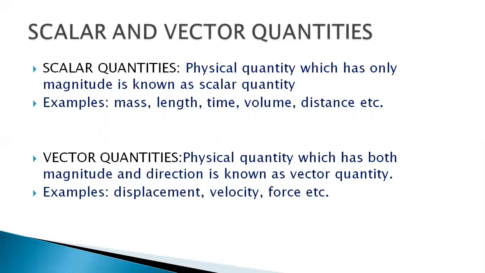For example, if a force acting on a body is 2 kgf, it will act towards the center of the earth. Okay, so here 2 kgf is the magnitude and the direction is that it is acting towards the center of the earth. So physical quantities which have both magnitude and direction are known as vector quantities.